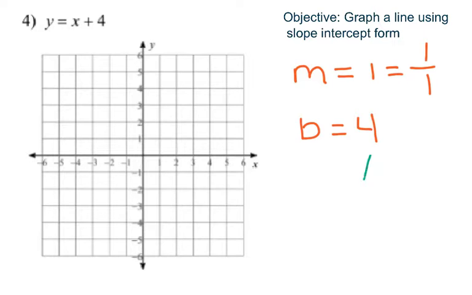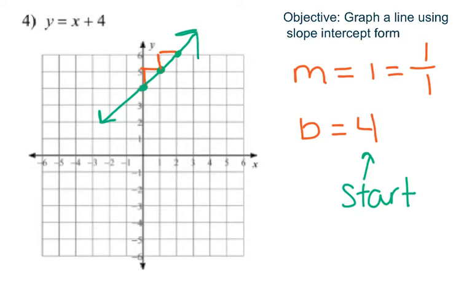So remember, we start here. We're always starting on the y-axis. So we start here, and then I'm going to rise 1 and run 1. I'm going to rise 1, I'm going to run 1. And that is the graph of our line. So I'm just going to draw a line through those 3 points, and that is my graph.